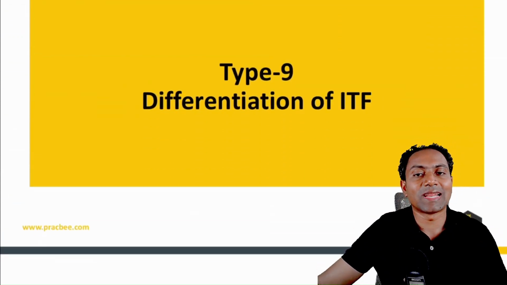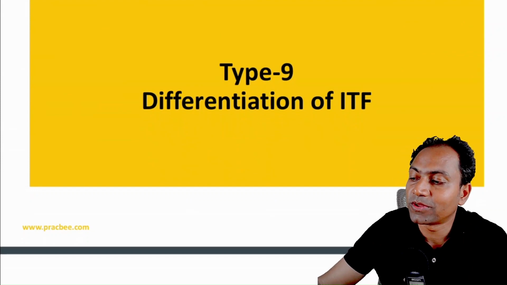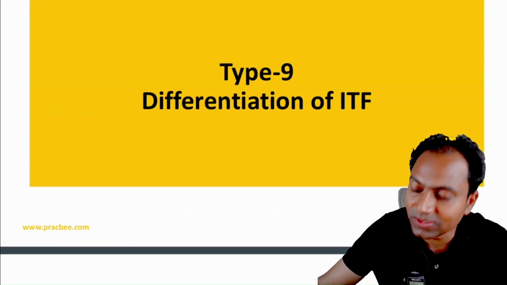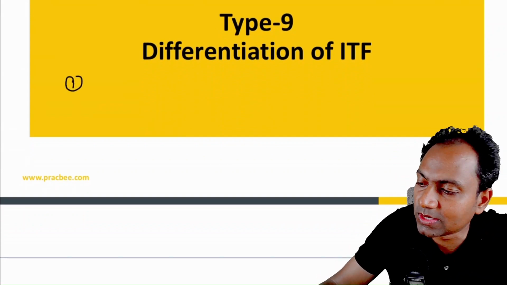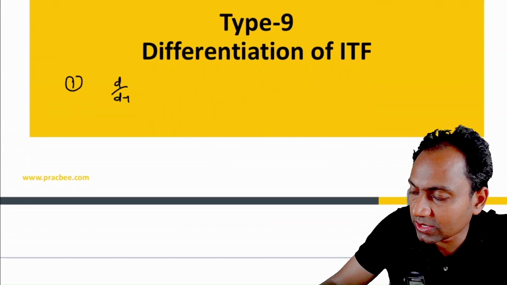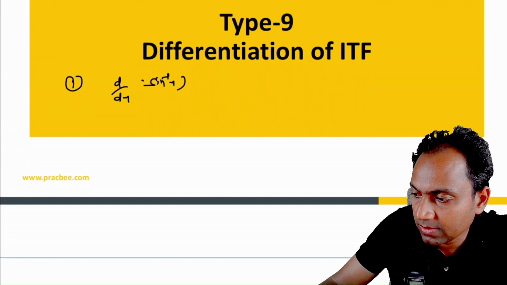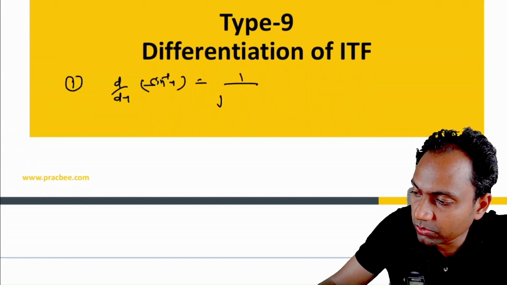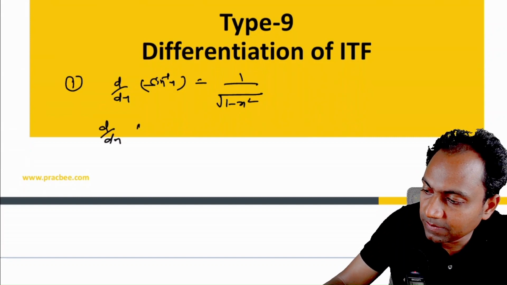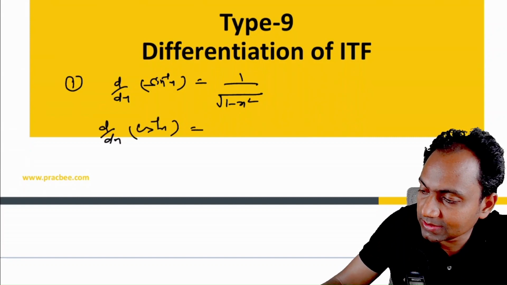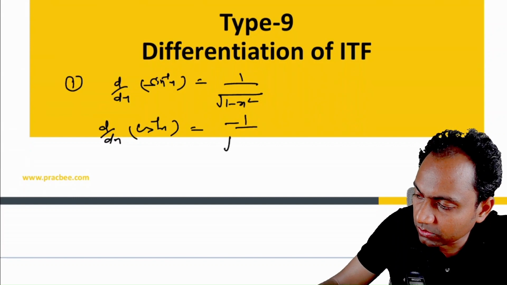If I move towards the last or the ninth problem type, it talks about differentiation of inverse trigonometric functions. Okay, so now here you need to know these 3-4 results. One is d by dx of sine inverse x is nothing but 1 by root of 1 minus x square. The d by dx of cos inverse x is nothing but minus 1 by root of 1 minus x square.